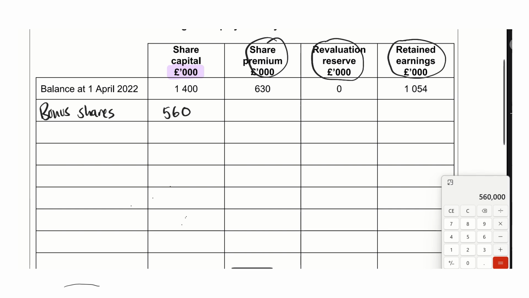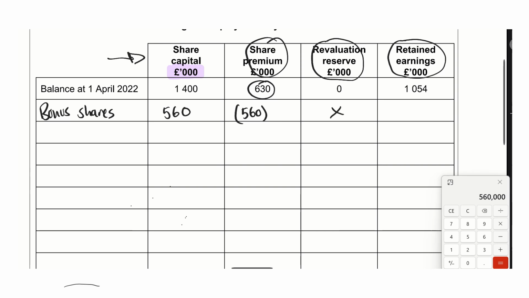So even if you were not given these headings, and it's really important this, because if you were not given these headings here, you always have to write them in that order, okay? Especially if you have bonus shares, because this is the order of your reserves and the order in which you actually take money out of your reserves. But what we need to do is look at this figure here and see if we can actually take the full £560,000 out of the share premium. And luckily enough, in this question, we can. So we take out the full £560,000 out of the share premium.